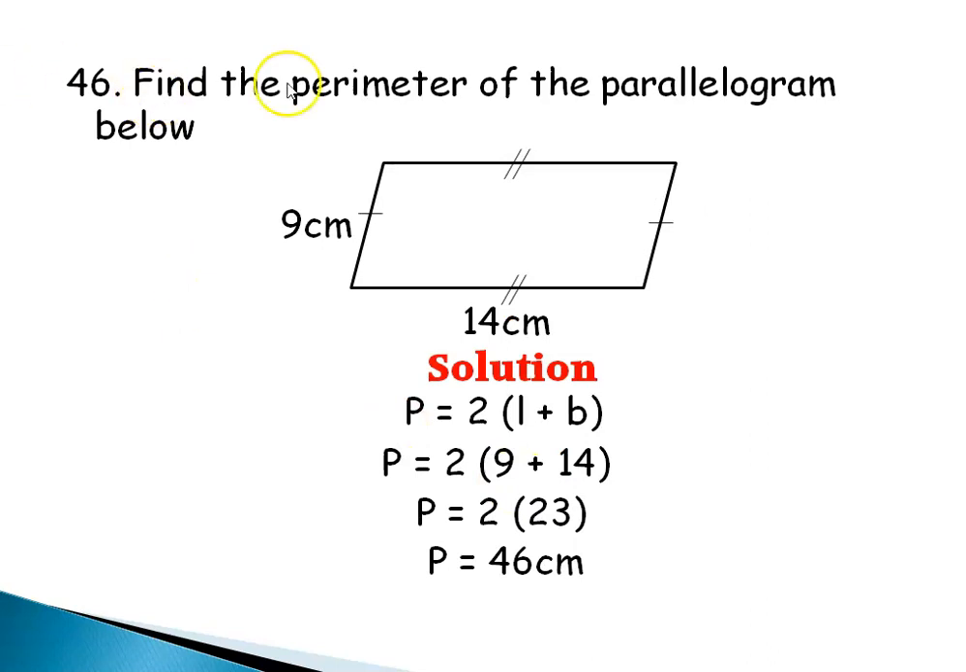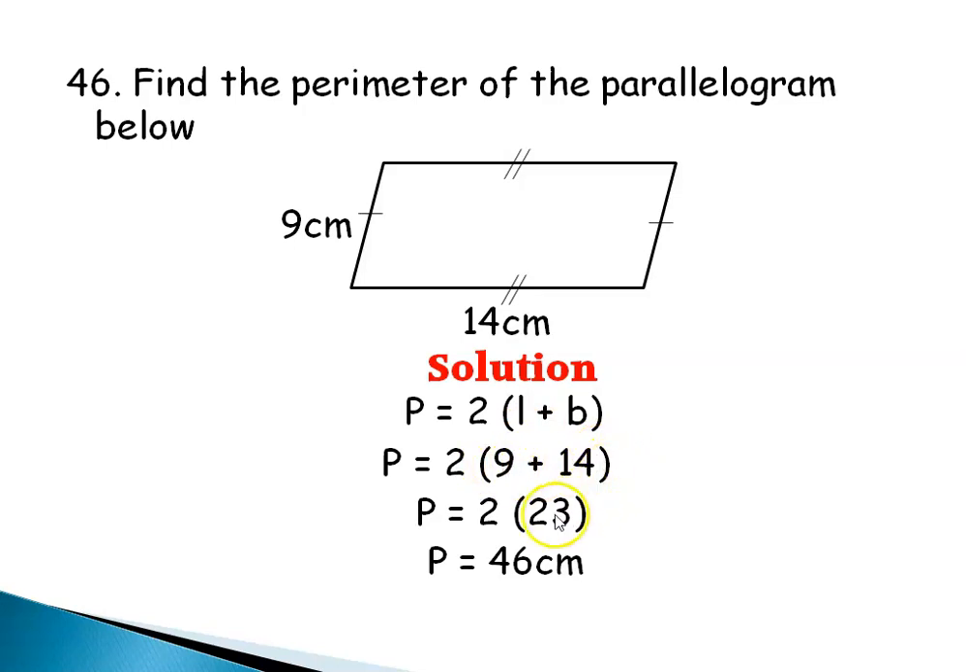Question 46. Find the perimeter of the parallelogram below. Alright, now this is trying to tell us that this side and this side are equal, so this is also 9 centimeters. This side is equal to this side, this is also 14 centimeters. The formula for perimeter of a parallelogram is perimeter is equal to 2 times length plus breadth. So 2 bracket 9 plus 14.